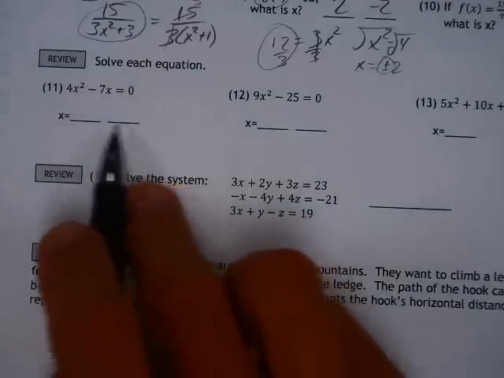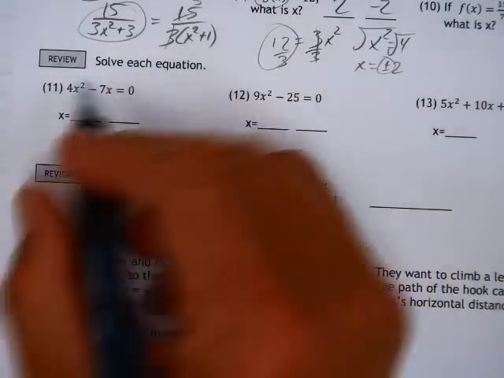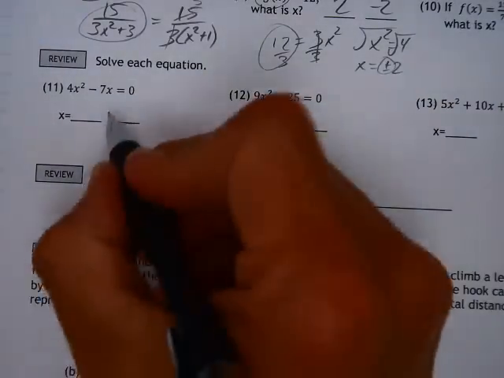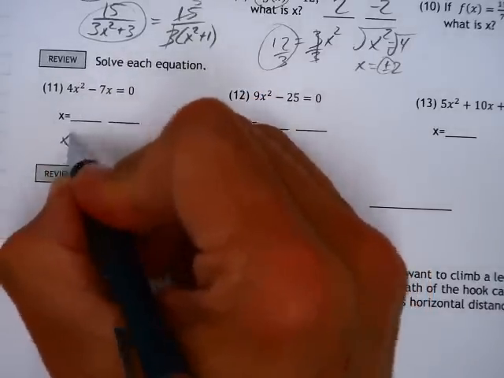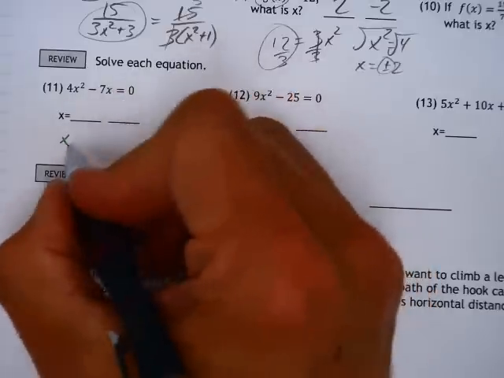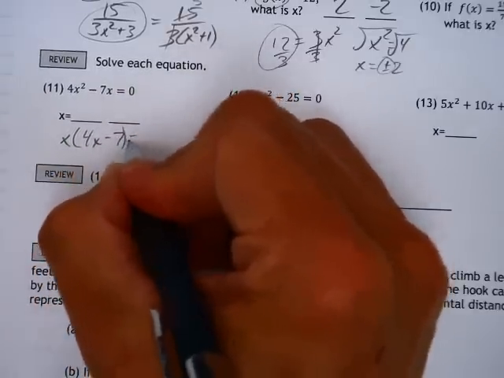I'll get you started on all these, but I think some of this needs to just be done and practiced, and you've got to factor in pretty much every case here, but you're factoring differently. So in this case here, I would take out an x. Some of you are going to try and take out a 4 or a 7, but you just can't. You've got an x, and then there's a 4x minus 7, and it's equal to 0.